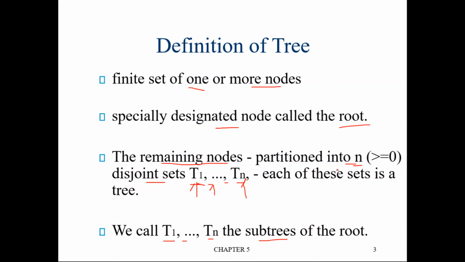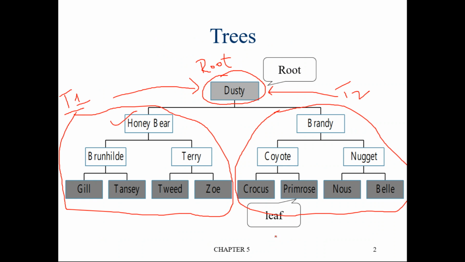The remaining nodes are partitioned into n disjoint sets, T1 to Tn, and each of these is a tree. We call T1 to Tn the subtrees of the root. Here in this case n is 2, so it is subdivided into two disjoint trees. Again, this is a recursive definition. Actually, whatever we are discussing is a recursive definition.